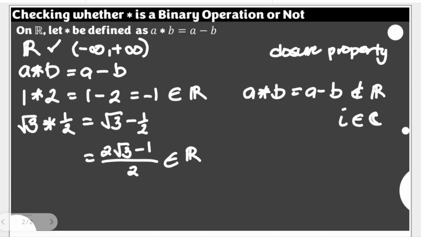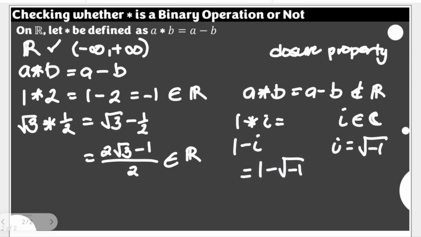We know that i can be represented as the square root of negative 1. Let's just try to see that it's acceptable here. So we have, let's say, 1 star i is equal to 1 minus i, or could be represented as 1 minus the square root of negative 1. Of course, this is no longer an element of real numbers, right? However, the i that we used earlier is, in the first place, not an element of real numbers, okay?